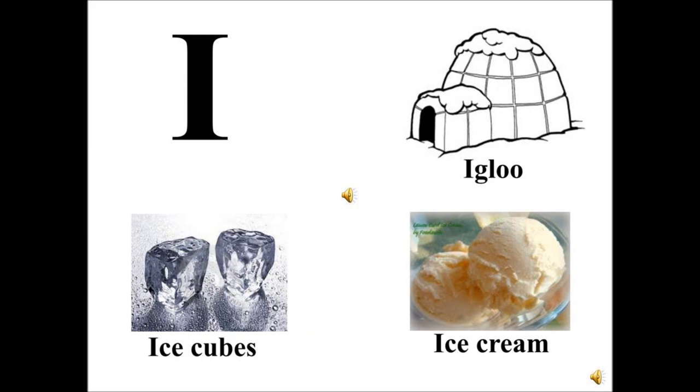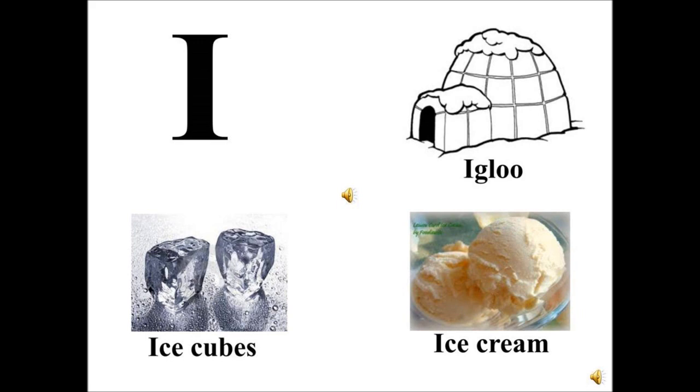What is that alphabet letter? That is the alphabet letter I. What is the pronunciation, the sound for the alphabet letter I? I. I. I. I. I. And sometimes it sounds like it's pronounced I. So let's just learn these I words. These are I words. These are pictures that begin with the alphabet letter I.